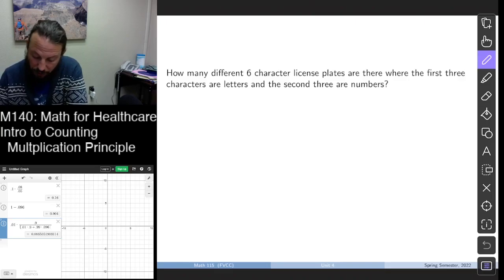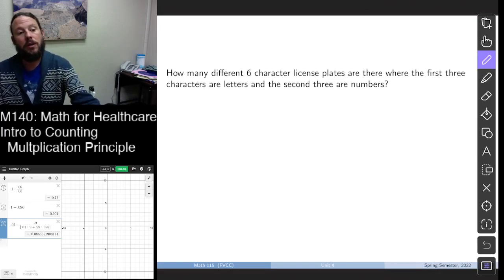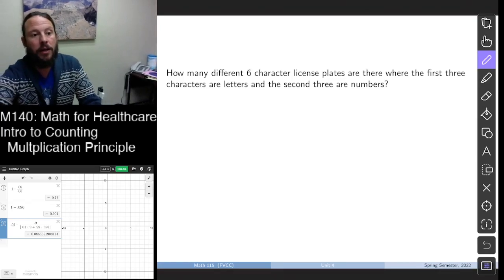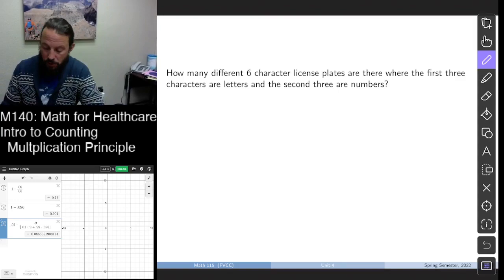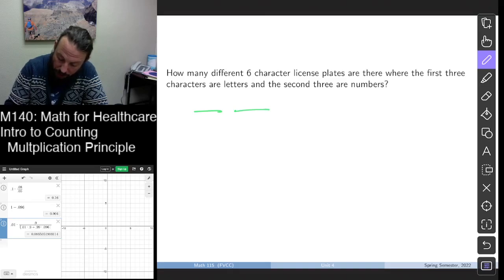How many 6 character license plates are there, where the first 3 characters are letters and the second 3 are numbers? Now, when I'm doing counting problems, a lot of times I like to write down dashes to mean things. Here, we have 6 characters to fill in.